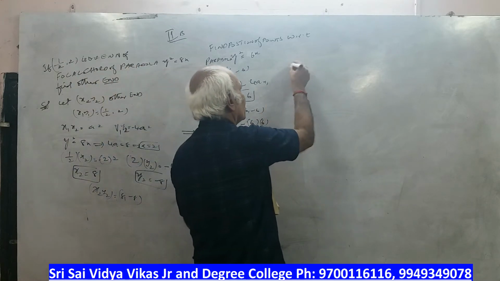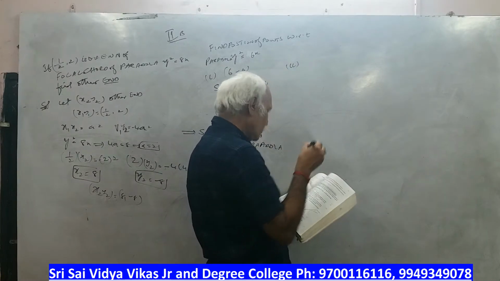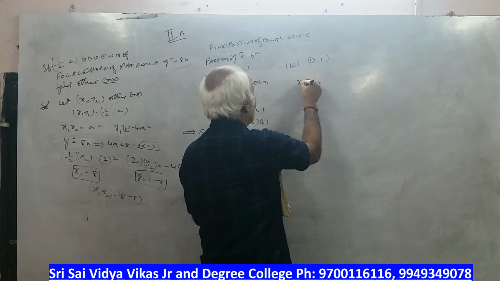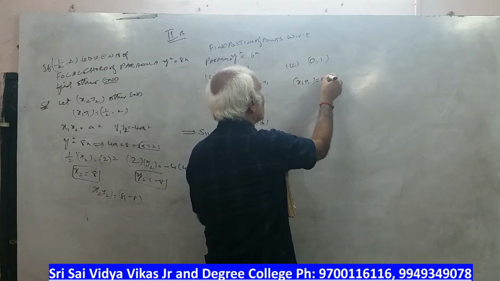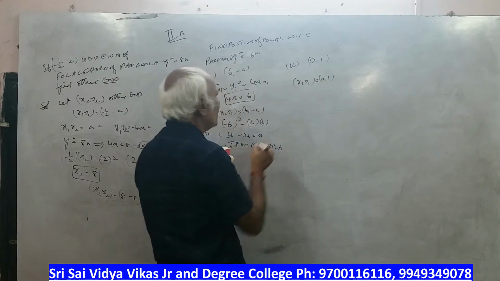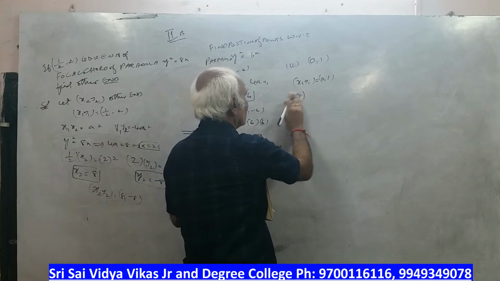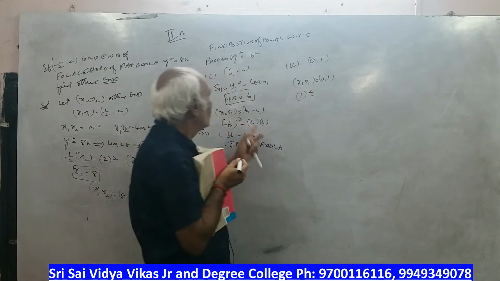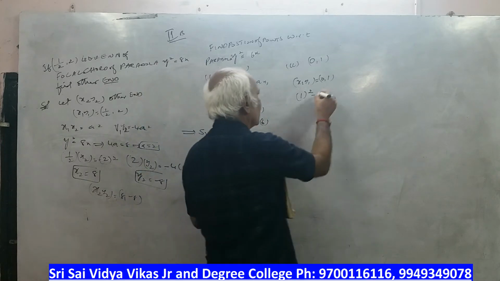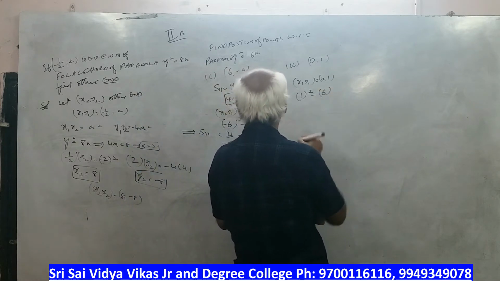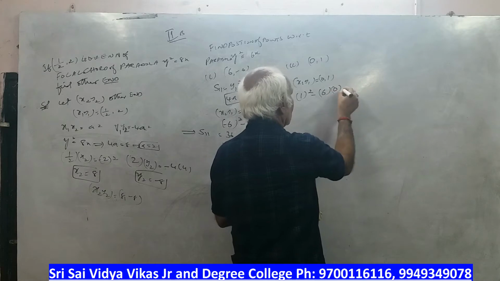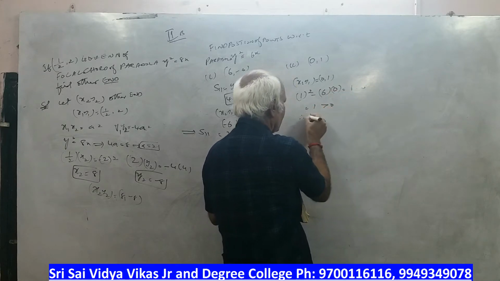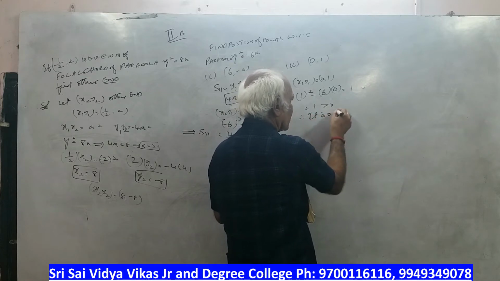What is the second point he has given? (0, 1). Therefore x1, y1 is (0, 1). So y1 squared, 1 squared minus 4a, the 4a value is 6, into the x1 value, 0. So we get 1 minus 0, 1. It is greater than 0. Therefore, it is outside of the parabola.